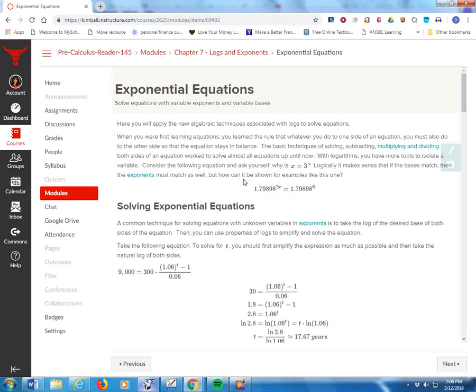All right, solving exponential equations. There's two strategies to solving exponential equations. One is to change both sides so they have the same base. And after they have the same base, you set the exponents equal to each other and solve.